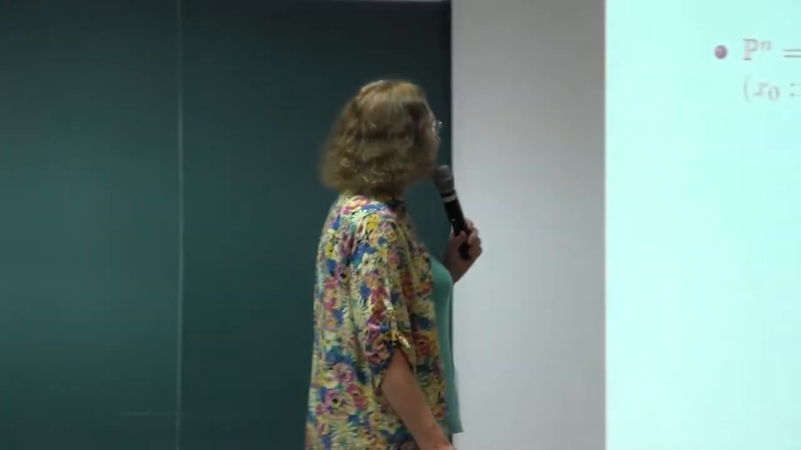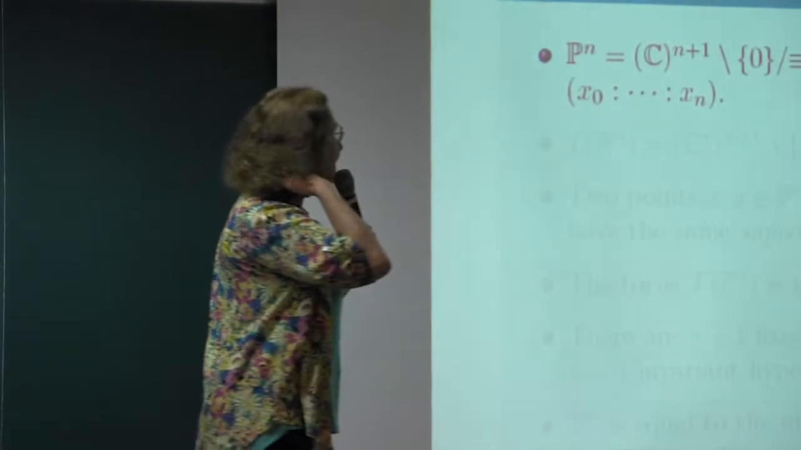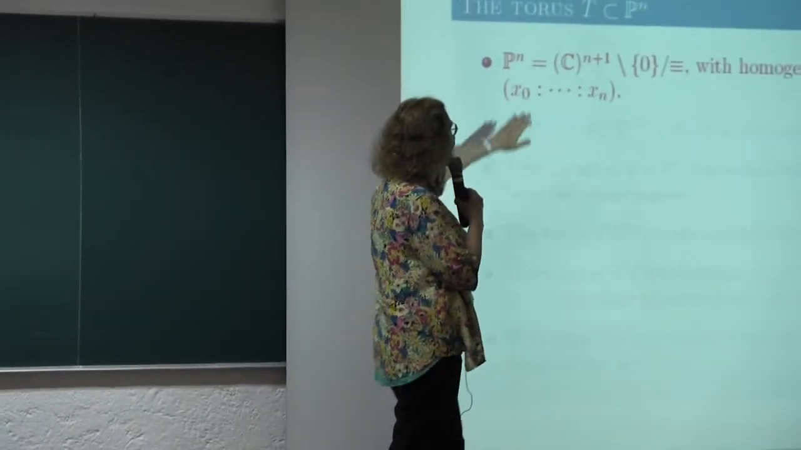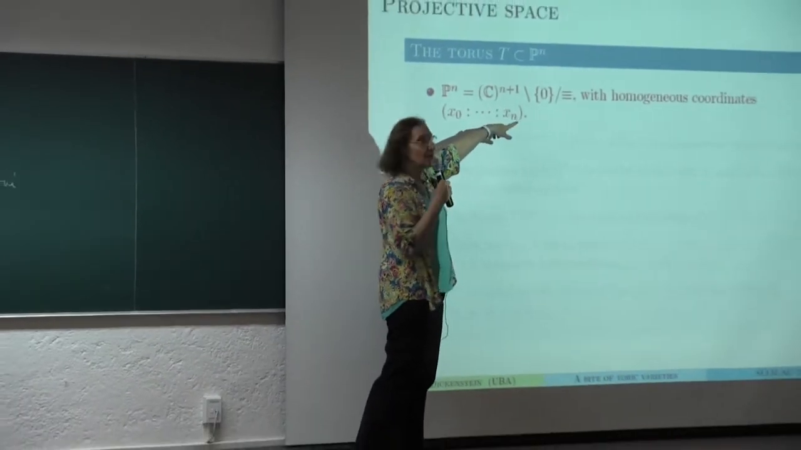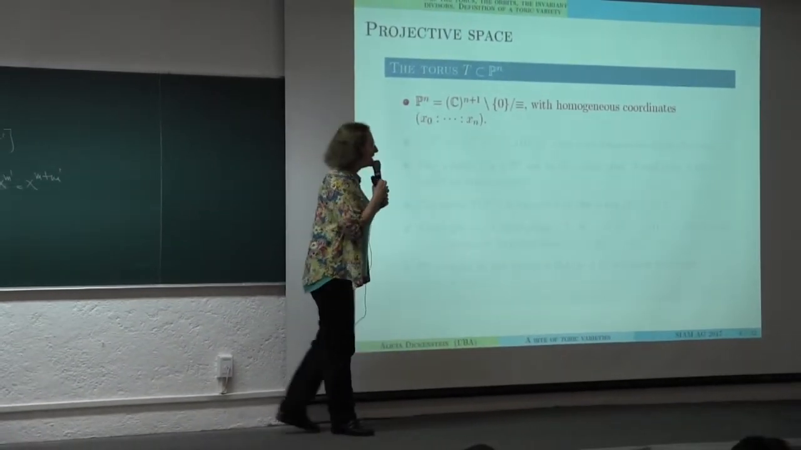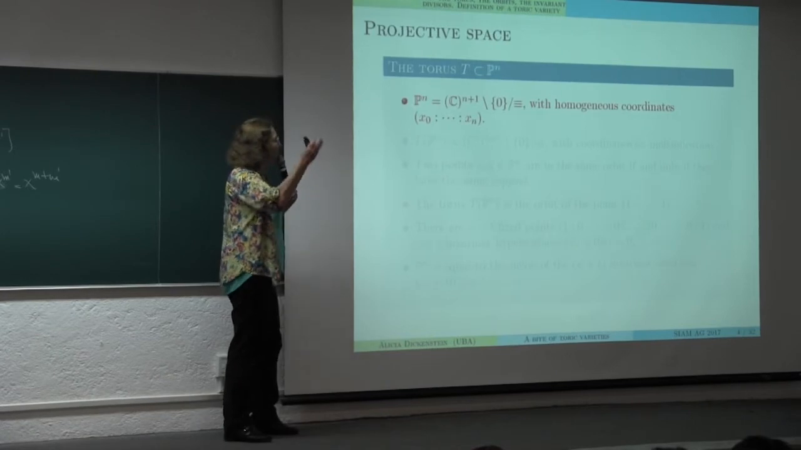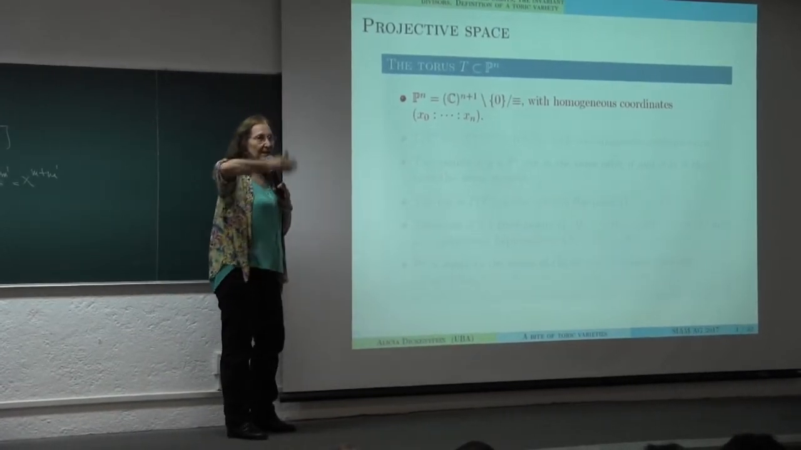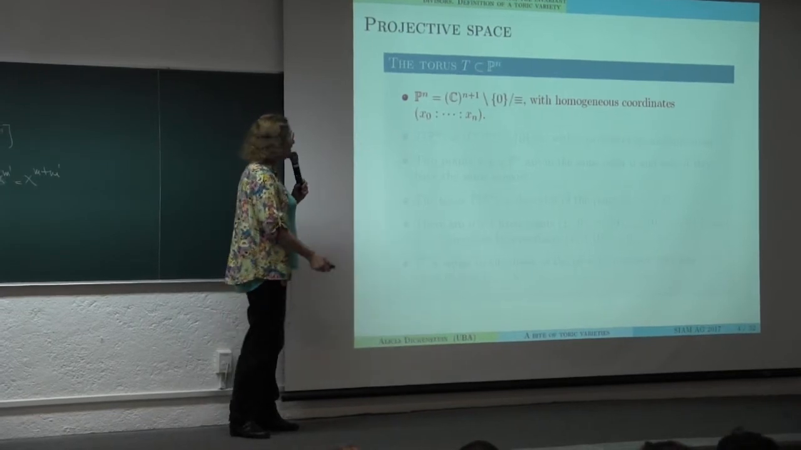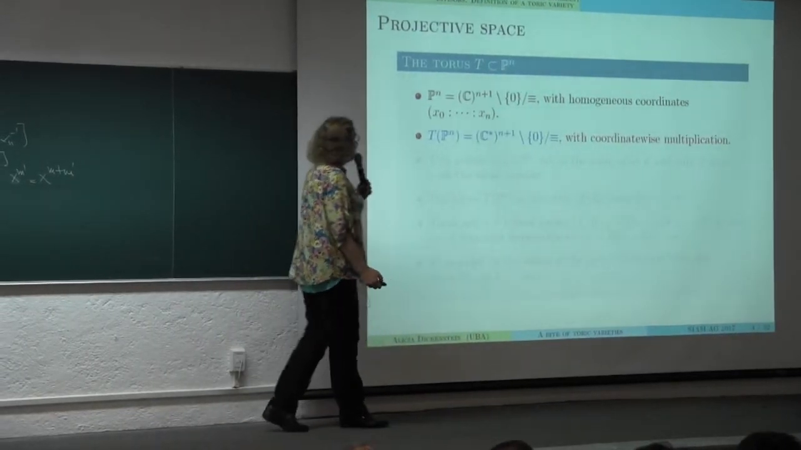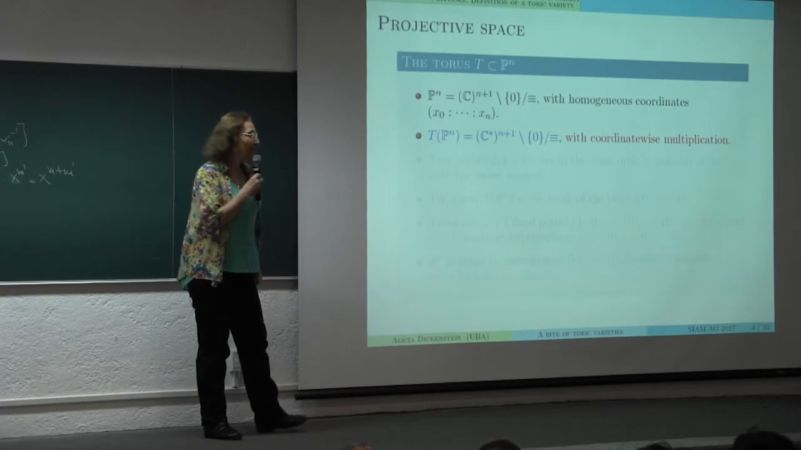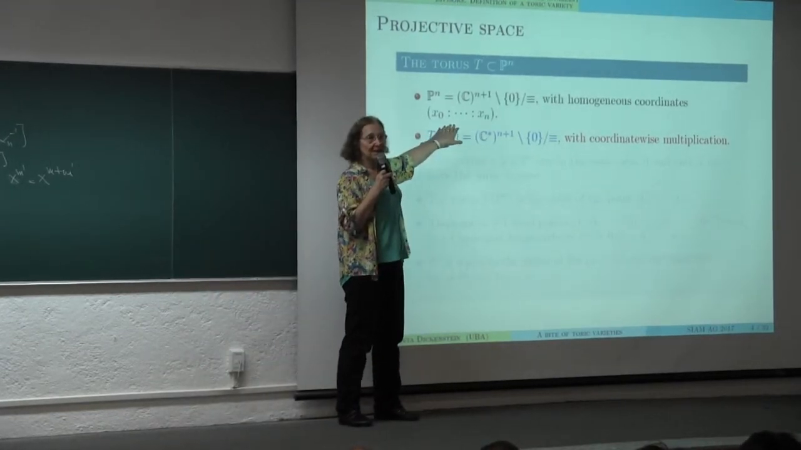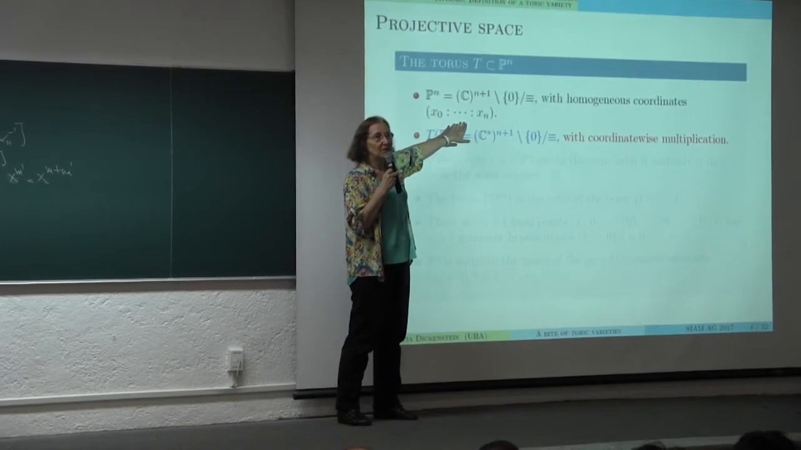Okay, so let's go one more time back to projective space. Projective space is: we take C to the n plus 1, we take away the origin, and we have the standard action, which gives us equivalence classes. All points on a line through the origin are identified. And what is the torus of Pn? The torus of Pn is the set of points all of whose homogeneous coordinates are non-zero.